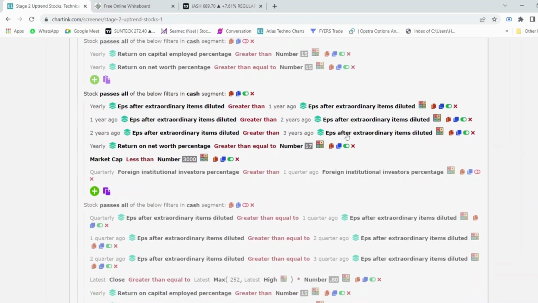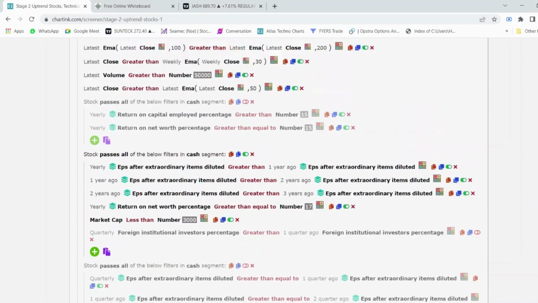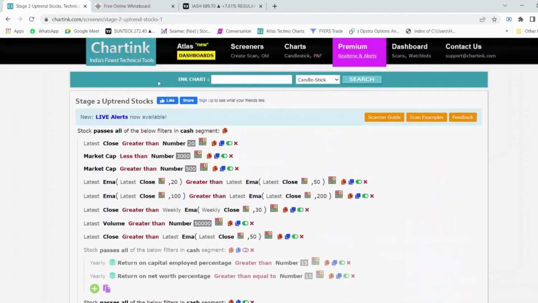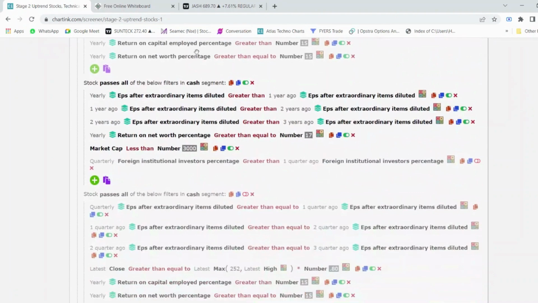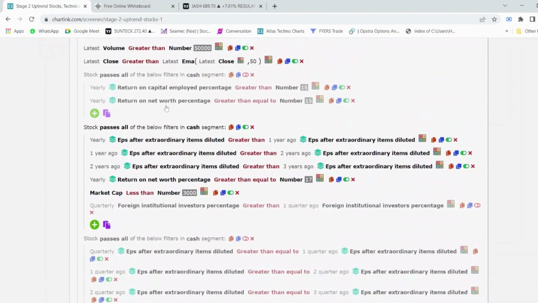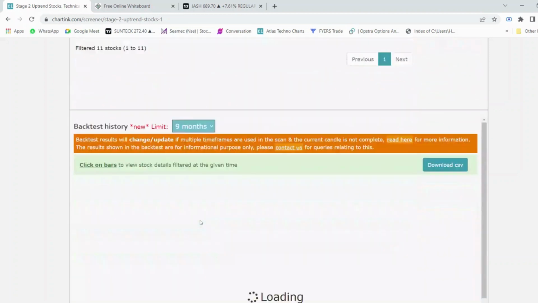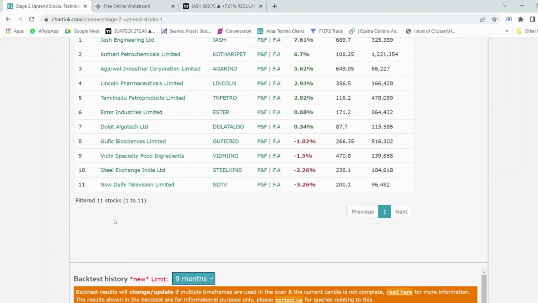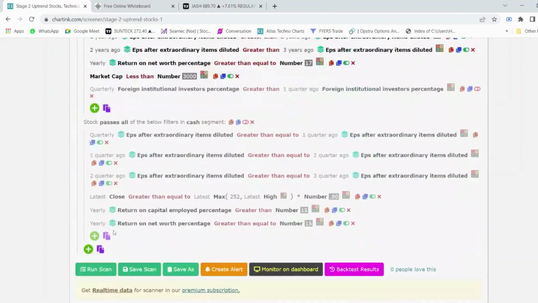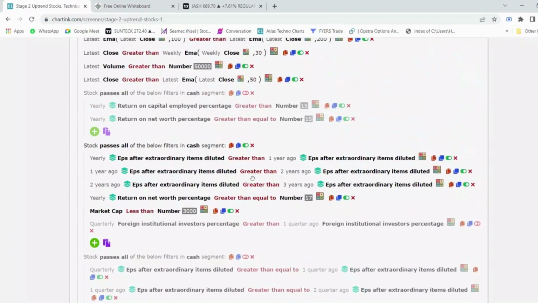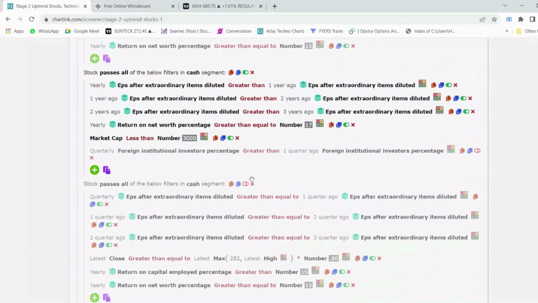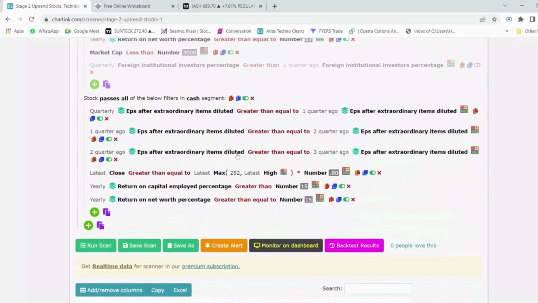Now currently I am applying the technical analysis, the first section and the second section. So this area has been disabled and this is active right now. If I filter out scans, I can see that there are around 11 stocks filtering out this criteria, where EPS growth has been increasing year on year.